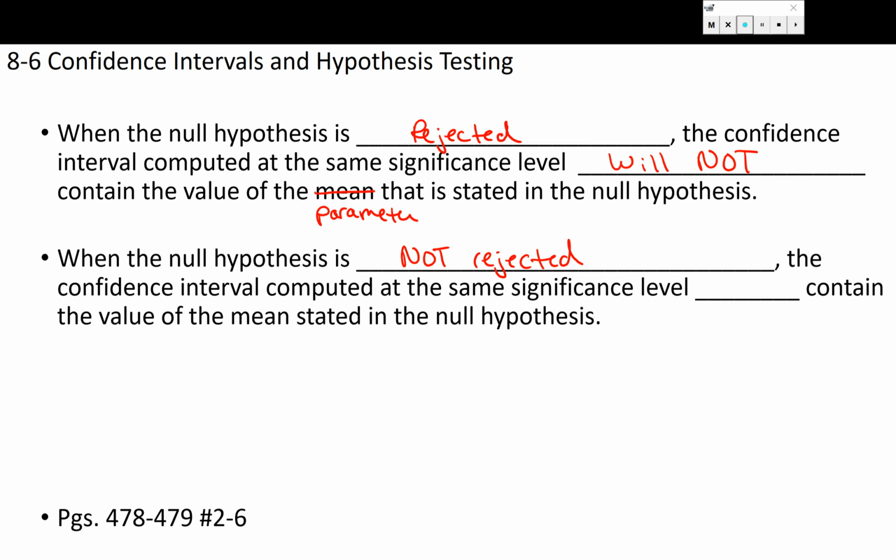if you compute your confidence interval, same significance level, it will contain the value of the mean. Or it shouldn't be mean, sorry, let's scratch that, parameter. Because it could be a mean, it could be a proportion, it could be a variance, it could be a standard deviation.